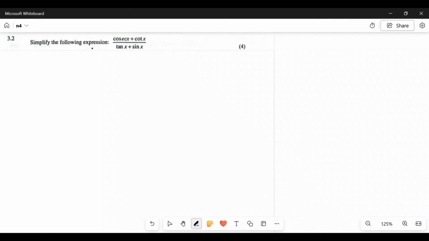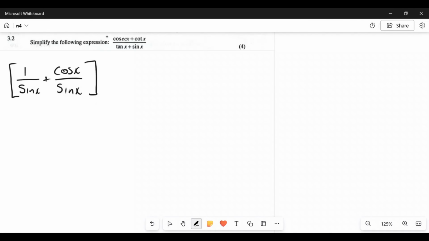This is: simplify the following expression. We have on the numerator cosec x plus cot x, divided by tan x plus sin x. So here they want us to simplify this. So I would say let's rewrite this so that we can solve it nicely. So let's open the bracket then. Remember cosec is the same as 1 over sin x. There we go. Plus. And then we know that cot is the same as cos x divided by sin x.